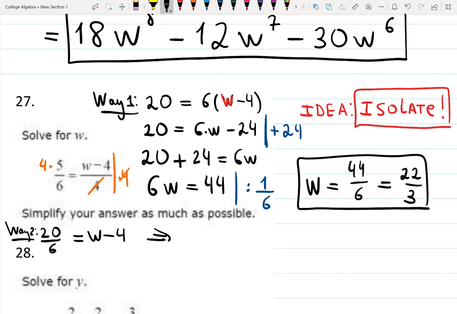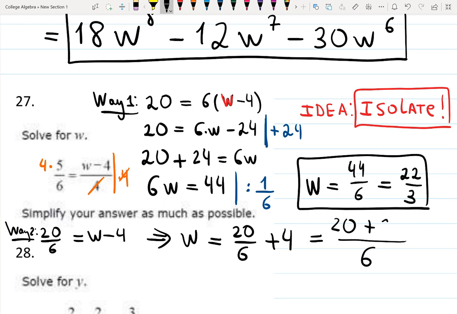I will write down w equals 20 over 6, and I don't like negative 4, so I will just add 4 on the left hand side and on the right hand side. Create common denominator. 6 is a common denominator, then it's going to be 20 plus 6 times 4, 24, and the answer is the same, 44 over 6, which is 22 over 3. So actually the second way was faster.